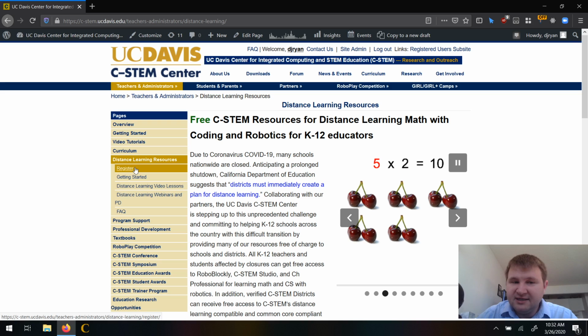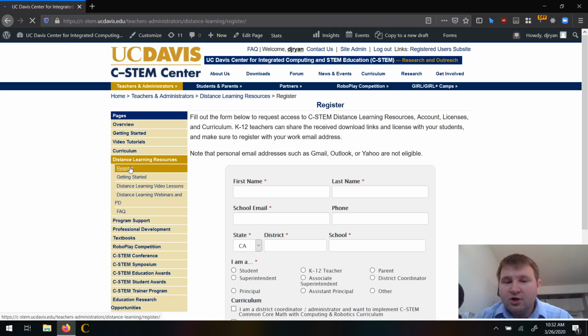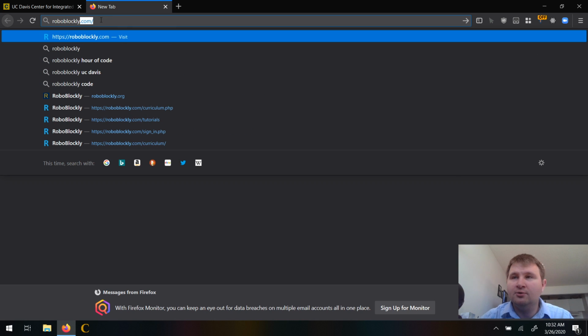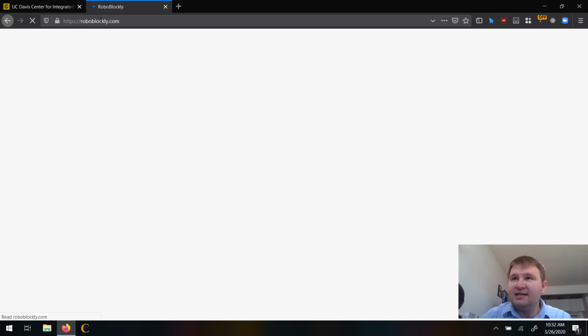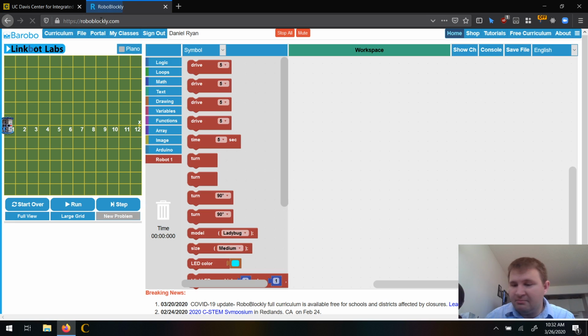Okay, so if on the left-hand side you click on register, it will take you to a registration form. You can fill that out and you'll be sent an email with some more details about what resources we're offering, and then we'll also get you a full access RoboBlockly account set up. Once you've gotten your RoboBlockly account set up, you can go to RoboBlockly.com. In the same web browser, I like to do it in a new tab because I like to open lots of different things and jump back and forth.